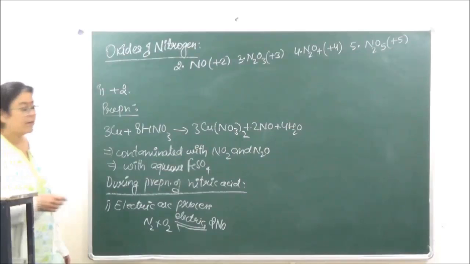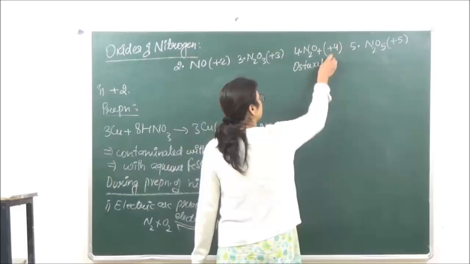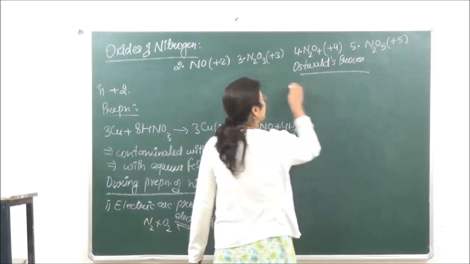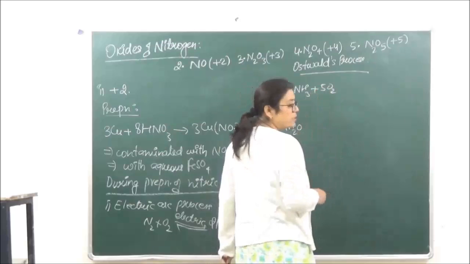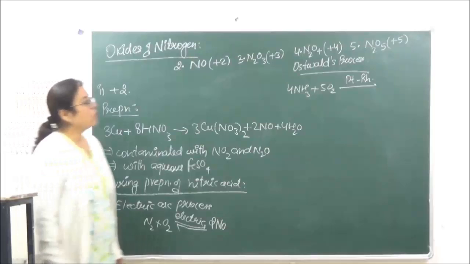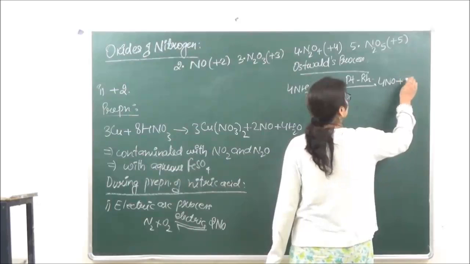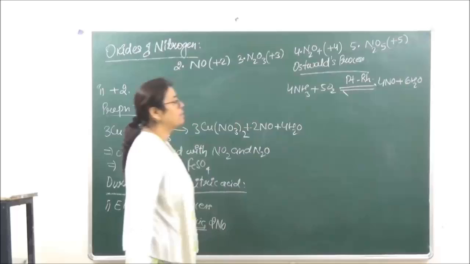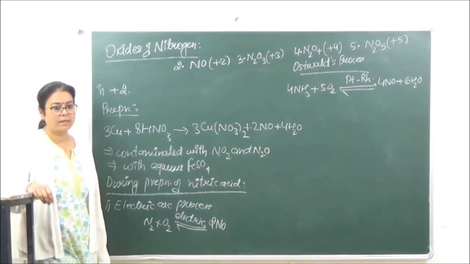In a similar manner, in Ostwald's process for the preparation of nitric acid, we have ammonia oxidized with oxygen in presence of platinum or rhodium as catalyst. ठीक है? This is going to give us NO, nitric oxide, and water. So these are the two methods while preparing nitric acid. In the first step, we have to prepare nitric oxide, right? So this can be prepared in this manner also.